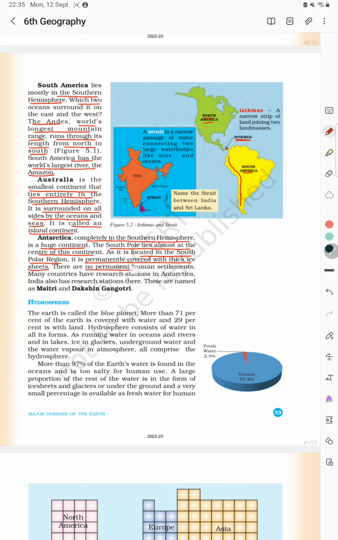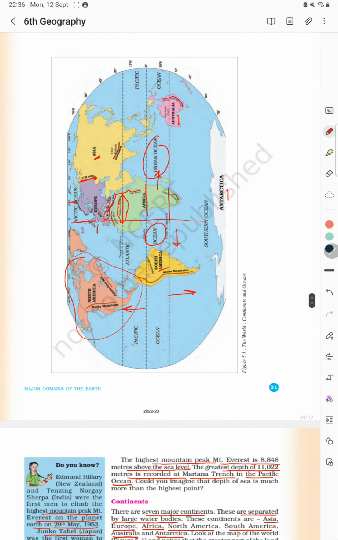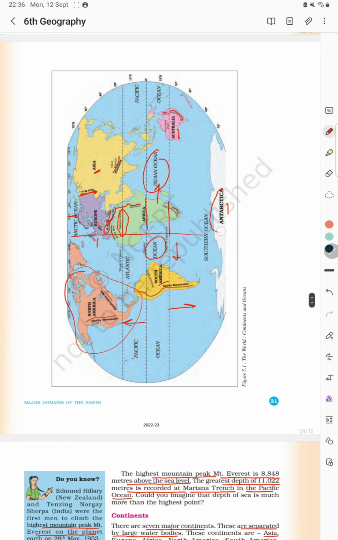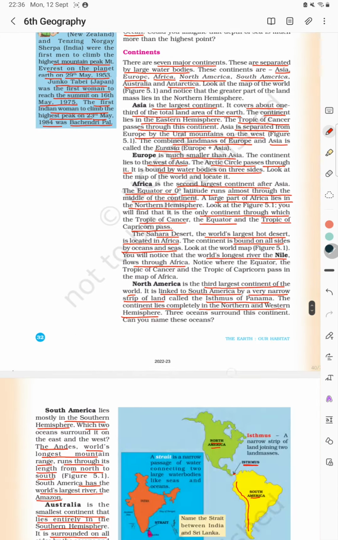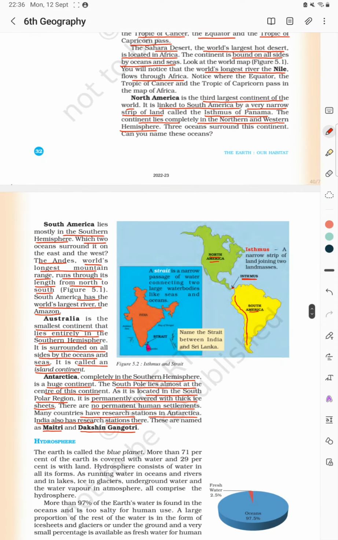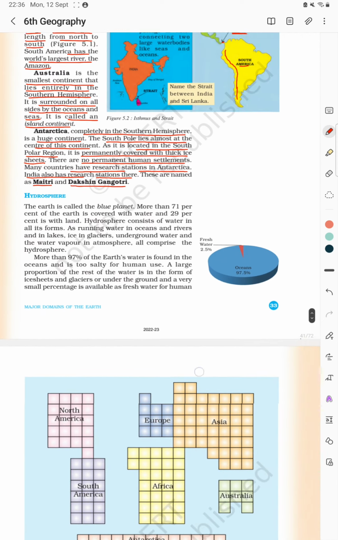There are no permanent human settlements. Many countries have research stations in Antarctica. India also has research stations there, named Maitri and Dakshin Gangotri. Let us look at the location of Antarctica. So this is Antarctica. It lies completely in the southern hemisphere, located in the South Polar region, permanently covered with thick ice sheets.